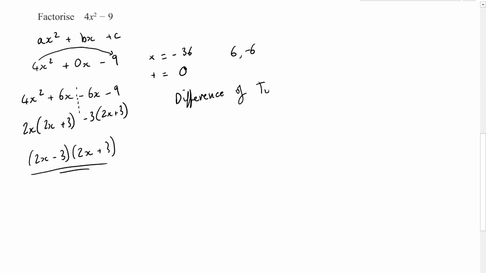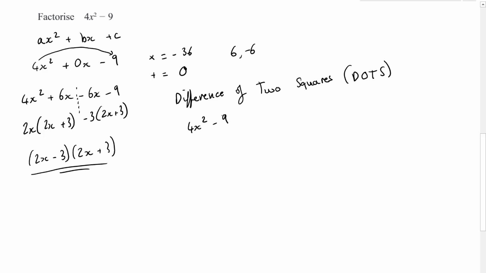Or sometimes you'll refer to it as just dots. The difference of two squares. Essentially, what we're seeing is that this 4x squared minus the 9, this is a squared number, and this is also a square number. So taking them negative, we're just taking the difference of the square numbers.